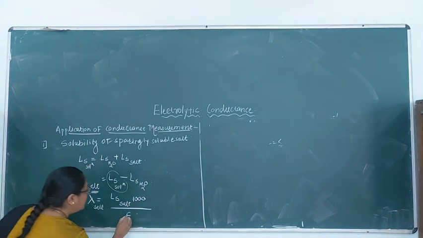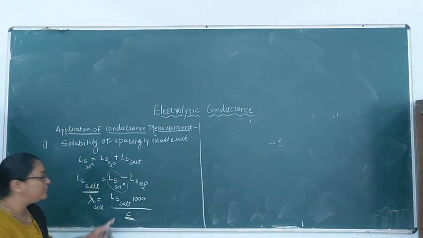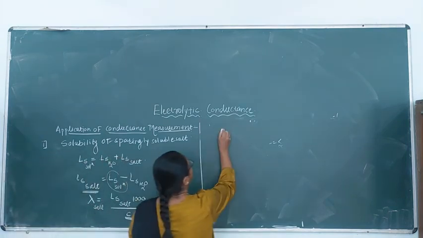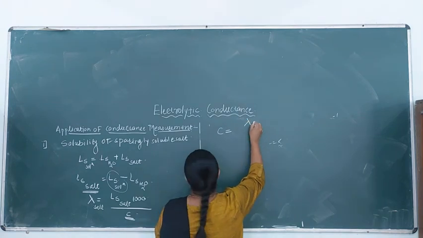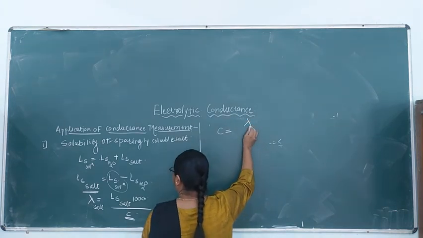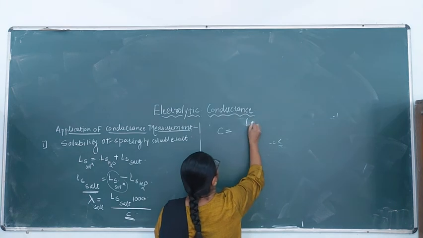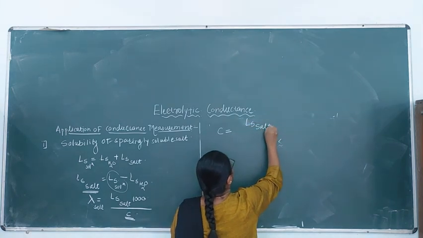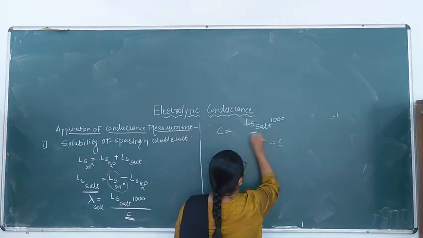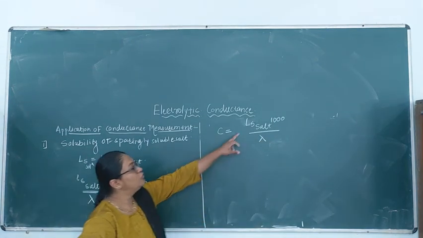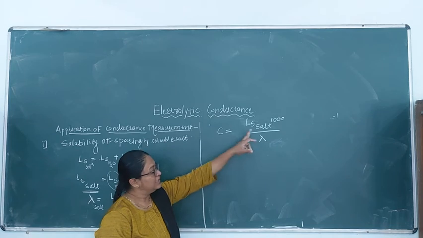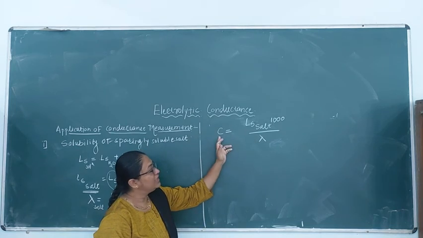Now, as solubility find करायची म्हणजे थोडक्यात आपल्याला कॉन्सन्ट्रेशन फाइंड करायचं. म्हणजे जे काही इक्वेशन आहे हे मी कॉन्सन्ट्रेशन साठी तयार करते पहा. C is equal to Ls of salt into 1000 divided by lambda. This is how the relation will be.